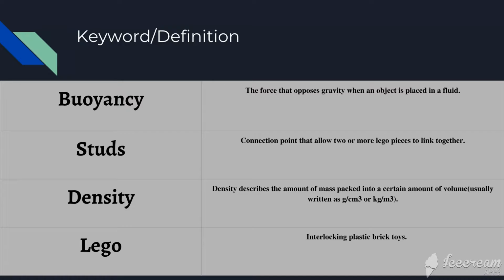Buoyancy is the force that opposes gravity when an object is placed in a fluid. Studs are the connection points on Lego blocks that allow two or more Lego blocks to link together. Density describes the amount of mass packed into a certain amount of volume, usually written as grams per centimeter cubed or kilograms per meter cubed. I couldn't do the superscript to signify the power. Lego is just interlocking plastic brick toys.